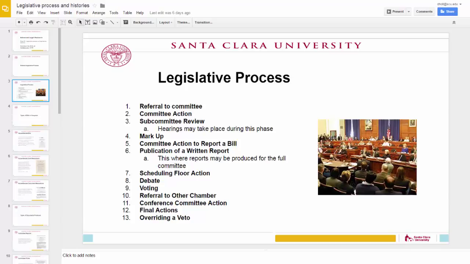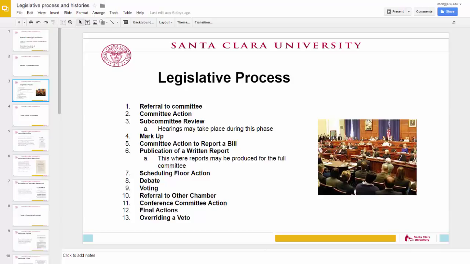The first step is referral to committee. At this point, the committee begins action on the referral, begins investigation of the topic of the proposed legislation. It may refer itself to a subcommittee. At the subcommittee level, hearings may take place, committee reports may be created, members of either the committee or the subcommittee may make a request to the CRS, the Congressional Research Service, to prepare a report to educate members of the committee on the particular subject area being impacted by the proposed legislation.